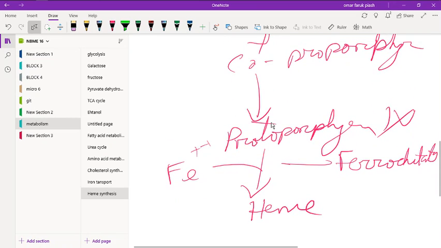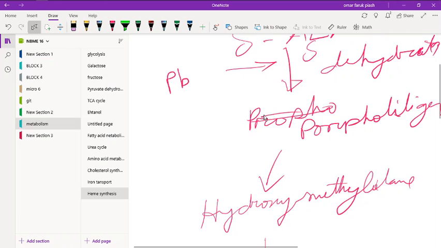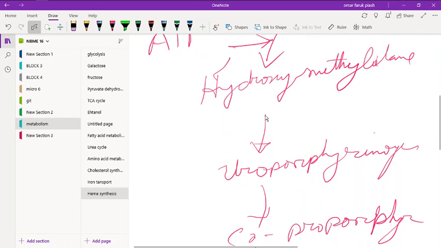Okay, and these can be blocked by lead. From porphobilinogen there is hydroxymethylbilane with the help of porphobilinogen deaminase, and if there is deficiency of this enzyme it will cause AIP, acute intermittent porphyria, and this will happen in this system.